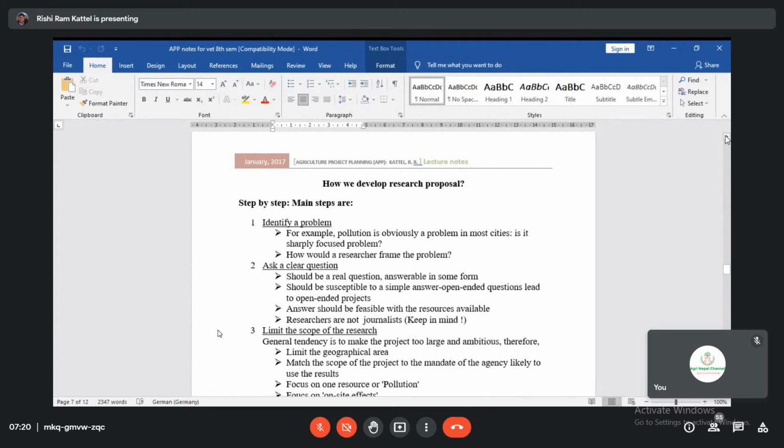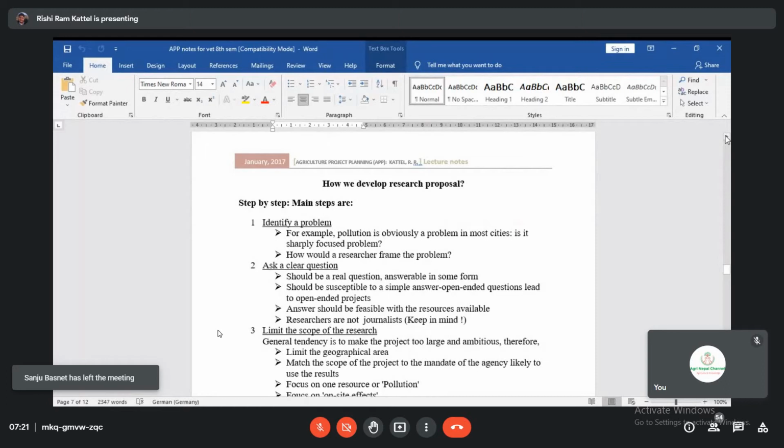For example, pollution is obviously a problem in most cities. Is it a sharply focused problem or not? You have to focus. Okay, some funding organization calls for a project to control the pollution. Proposal. Okay, I am working on pollution control in Pokhara city. Some researchers are working on Kathmandu city.